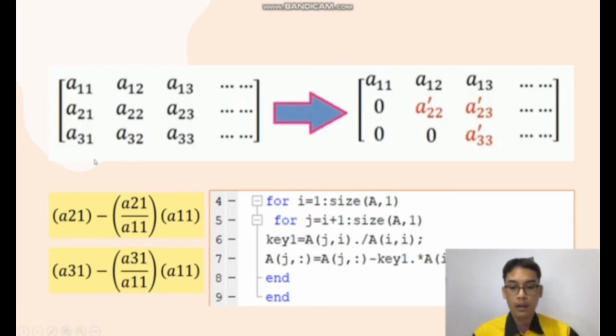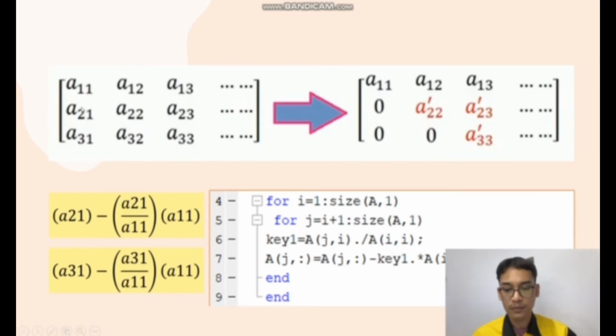From line 4 of our coding, we use I equal to 1, size A1, and actually the size A,1 is the number of rows that we have. So we do a looping so that all the rows can have the Gauss elimination method. Inside the loop for this I, we have another loop of J, and actually J is the same as I.